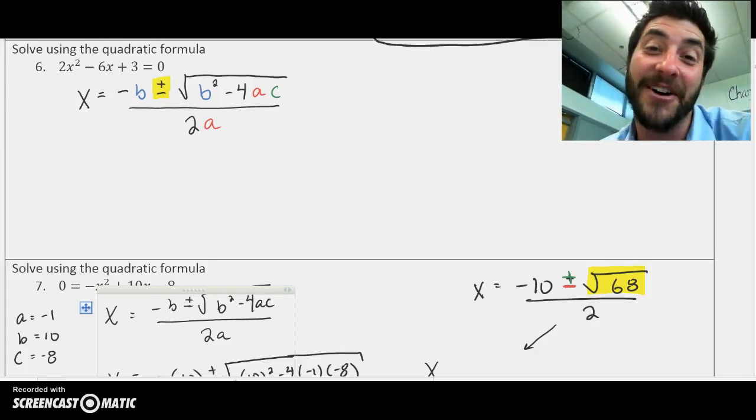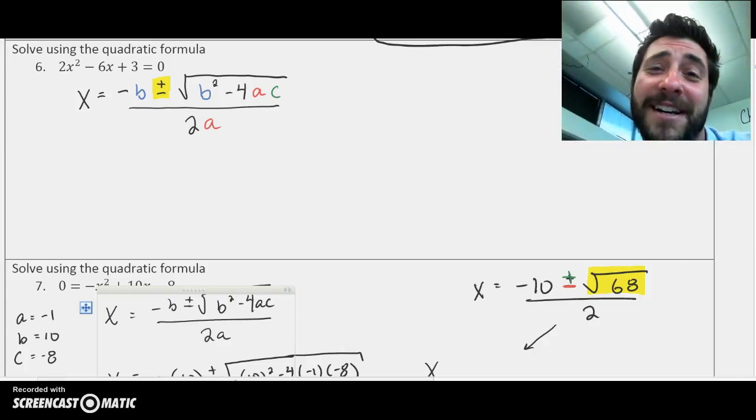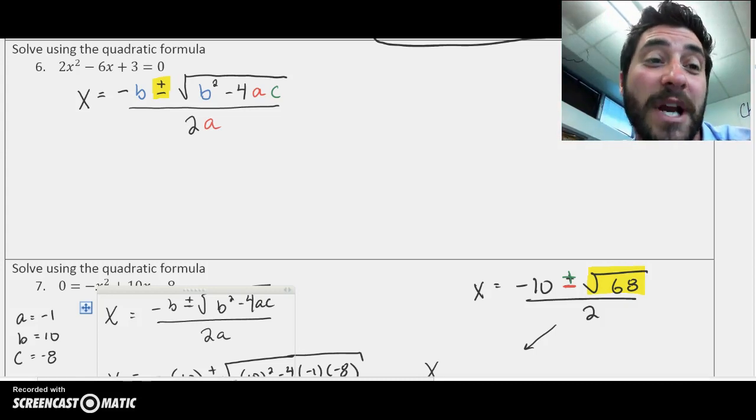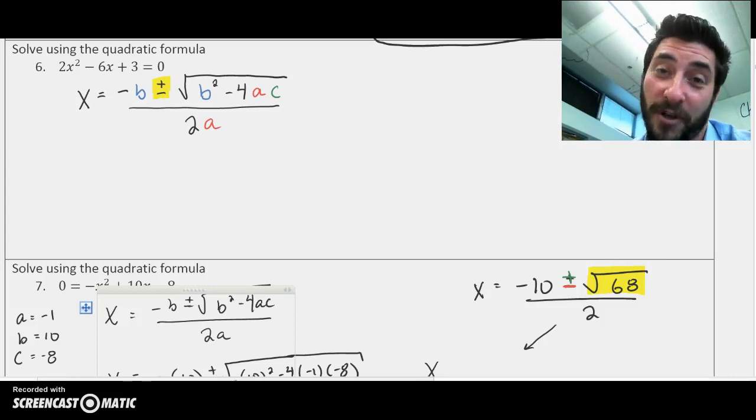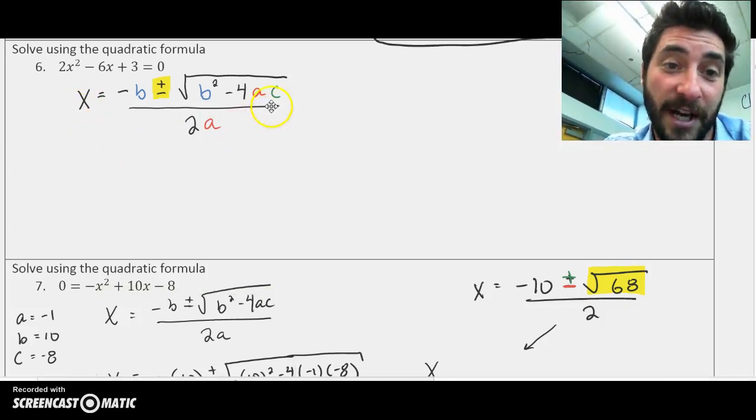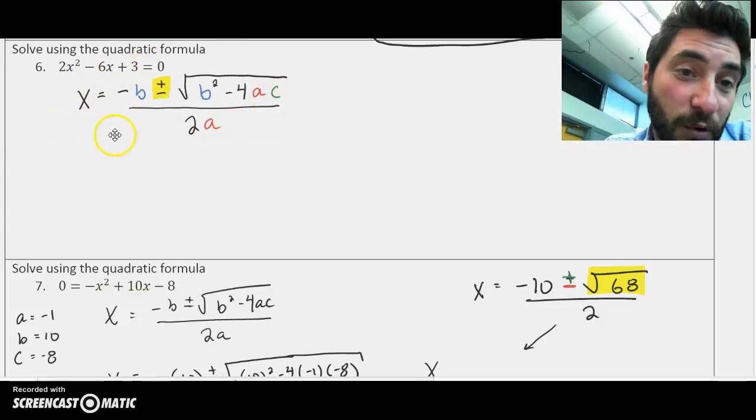Alright, ladies and gentlemen, and now time for the moment you've all been waiting for! Solving a quadratic equation using the quadratic formula. For your viewing pleasure, I've already taken the liberty of writing up the quadratic formula here.